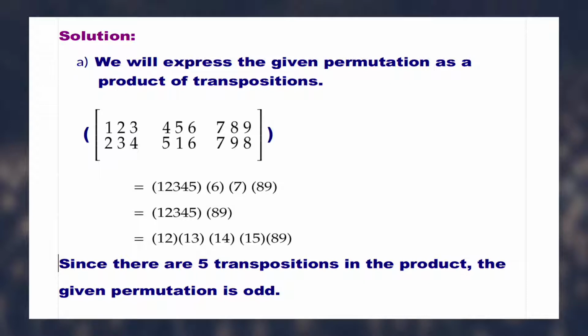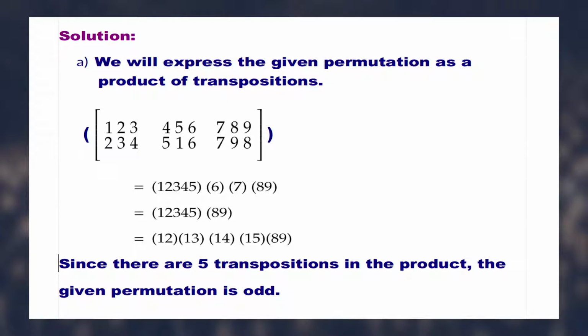Here the 6 goes to 6 itself. This is a cycle of 6. And 7 goes to 7 itself. It's a cycle. And 8 goes to 9, 9 goes to 8. It's a cycle. So here we will get the answer as the cycle of 1, 2, 3, 4, 5 and the cycle of 8, 9. So now we have to find whether it is odd or even.